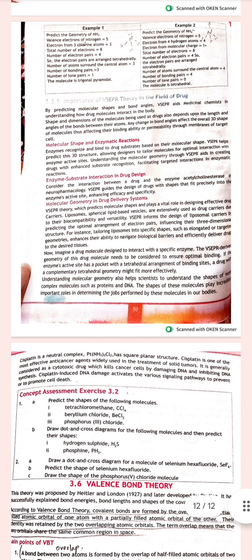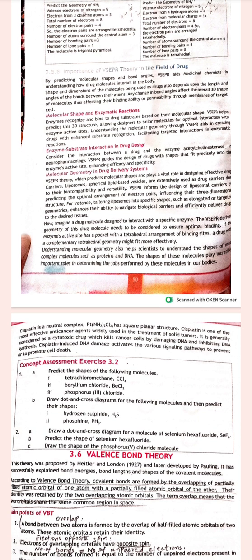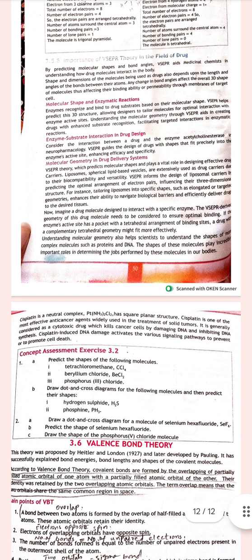Now we are going to study the last topic for today, that is the importance of VSEPR theory in the field of drugs. By predicting molecular shapes and bond angles, VSEPR aids medicinal chemists in understanding how drug molecules interact in the body. Shape and dimensions of molecules used as drugs also depend upon the length and angles of the bonds. Any change in bond angle affects the overall 3D shape of the molecule, thus affecting its binding ability or permeability through membranes of target cells.